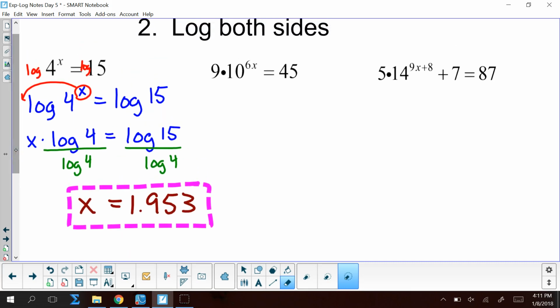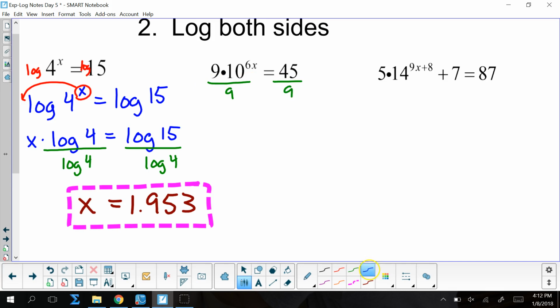Now, with this method comes the fact that we need to have that powered term isolated. So very first thing I would do here is I would divide both sides by 9. So that gives me 10 to the 6x power equals 5. Now if I take the log of both sides, log of 10 to the 6x equals log of 5. Bring that exponent out in front.